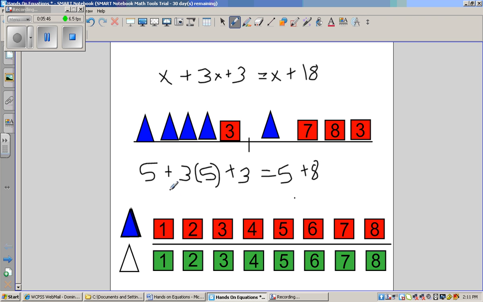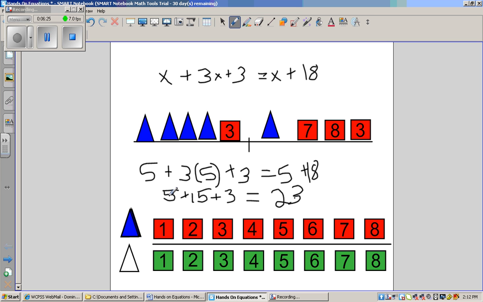Now I still have to follow order of operations. Please excuse my dear Aunt Sally. So I have to do multiplication here first. 3 times 5 is 15. I can bring down the rest. So 5 plus 15 plus 3 equals, well, this side I can do 5 plus 8. That should be 18, shouldn't it? I didn't copy that down correctly as it came down. It would be 23.